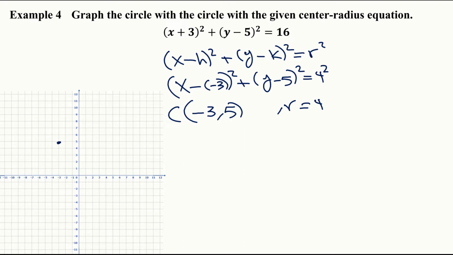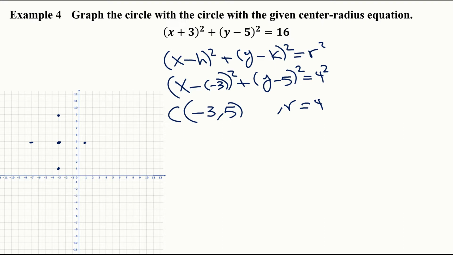So a very easy way to graph these, if you're going to do it by hand, is to just start at that point, go right 4 units. So go 1, 2, 3, 4, put a dot. Then go left 4 units. So 1, 2, 3, 4, put another dot. And then go back to the center and go up 4 units. So 1, 2, 3, 4. And then go down 4 units. So 1, 2, 3, 4. And then just kind of nicely connect those in a circular manner, right?